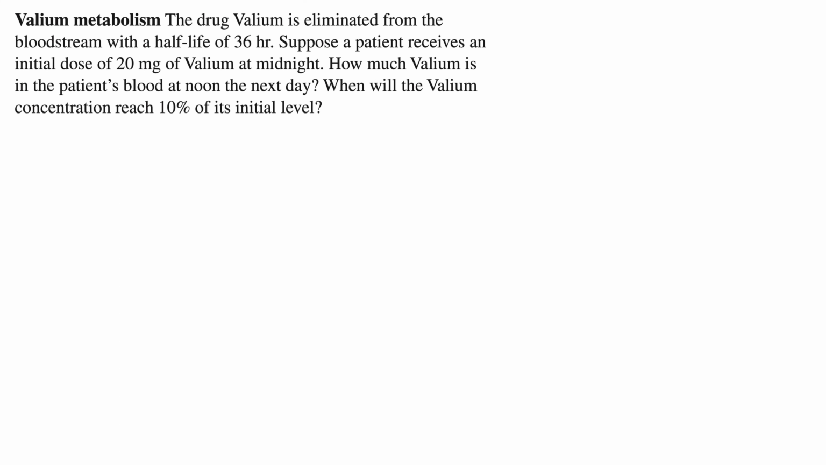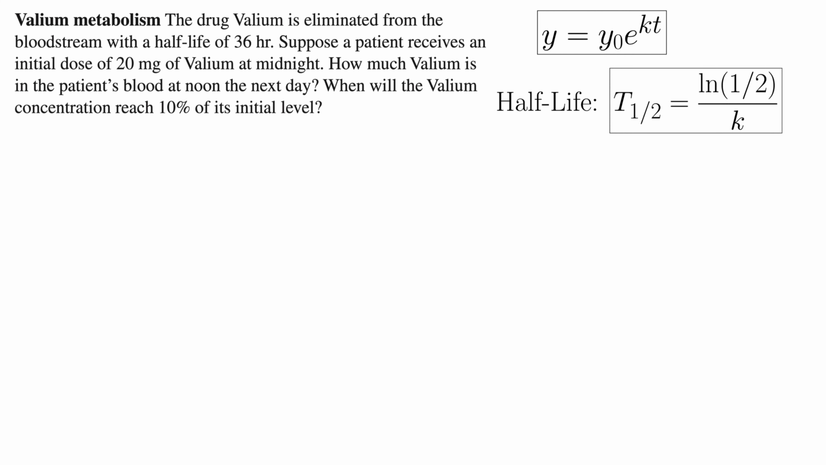Well, all of these growth and decay problems stem back to the same equation for exponential growth and decay: y equals y naught e to the kt. Remember that y naught is the initial value, y is the new value, and k is the rate constant. Since we know the half-life for this drug, we can use the half-life equation to get k. So our approach will be to use the half-life equation to solve for k, and then plug that back into the exponential growth and decay equation.